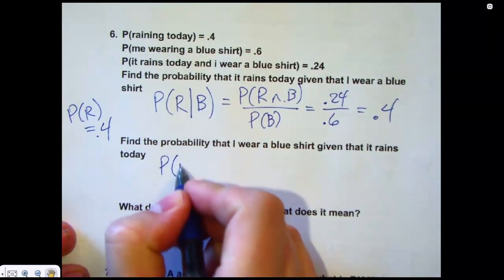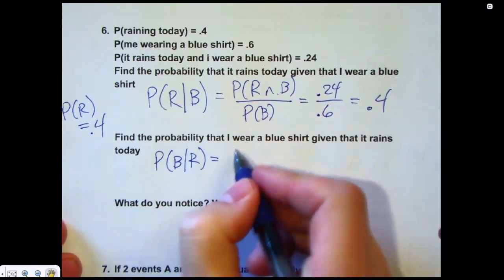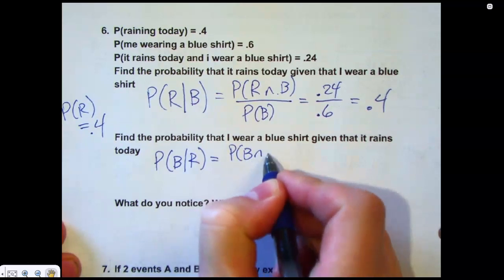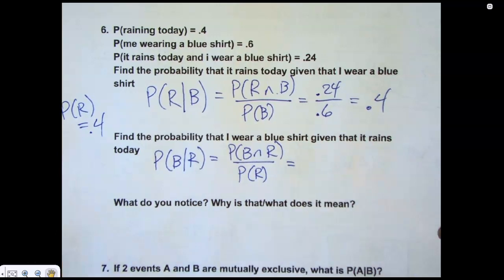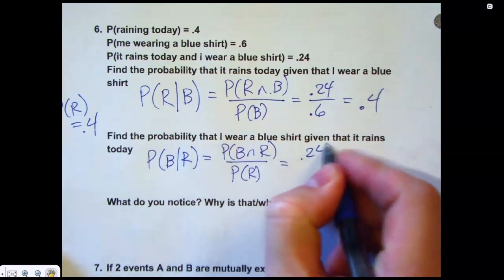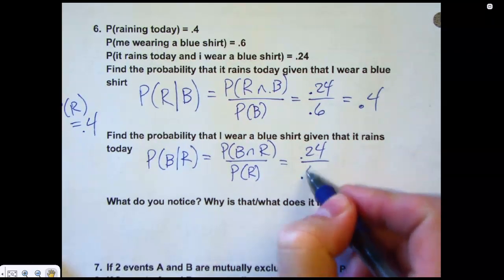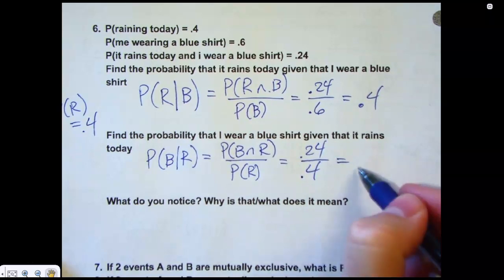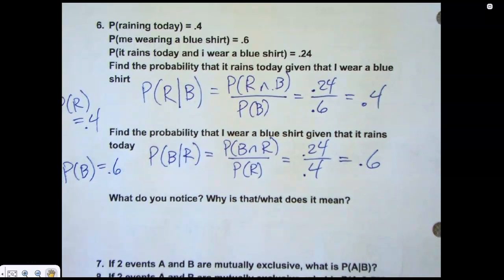So find the probability of a blue shirt given that it rains today. That would be the probability of blue and rain divided by the probability of rain. So the thing you know goes to the bottom. What's the probability of blue and rain? Still 0.24. What's the probability of rain? 0.4. You divide those, what do you get? 0.6. What was the probability of blue beforehand? 0.6.